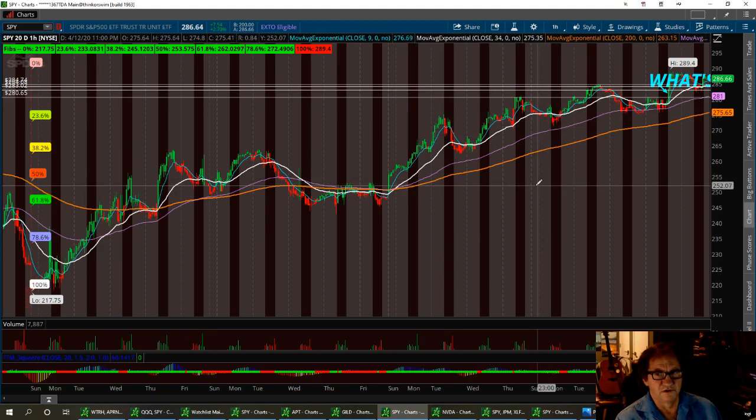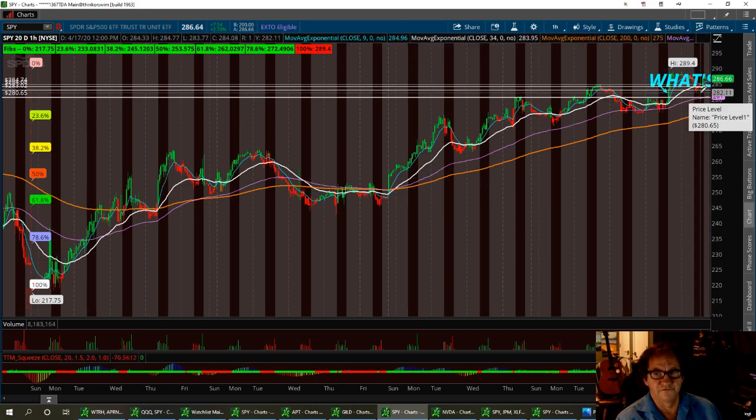But this is a 20-day. We have had it like a little double top. We did have a little high here last week. And then we went ahead and broke up into new highs on Thursday. And she did pull back on Friday.